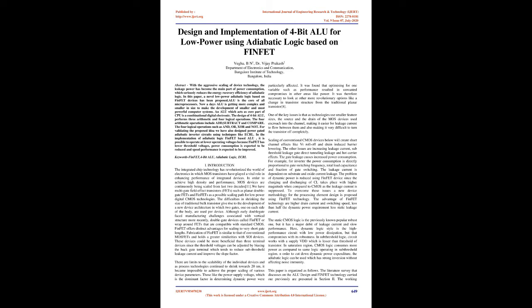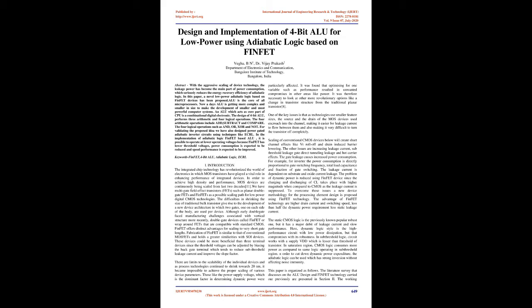Introduction. The integrated chip technology has revolutionized the world of electronics in which MOS transistors have played a vital role in enhancing performance of integrated devices. In order to achieve high density and performance, MOS devices are continuously being scaled from the last 2 decades. We have multi-gate field effect transistors, FETs, such as planar double-gate FETs and FinFETs as a possible scaling path for low-power digital CMOS technologies. The difficulties in shrinking the size of the traditional bulk transistor give rise to the development of a new device architecture in which 2 gates, one on each side of the body, are used per device.